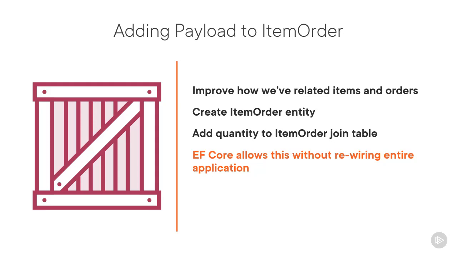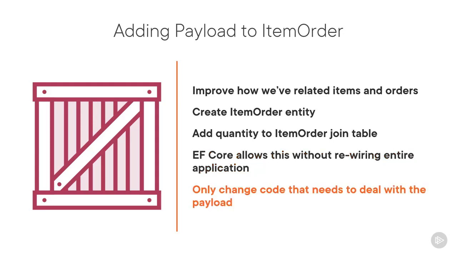That means that we'll only have to change our code in those places where we need to interact directly with the payload. Those parts of the code must be updated to use the join entity, since that is how we can access the data in the payload.